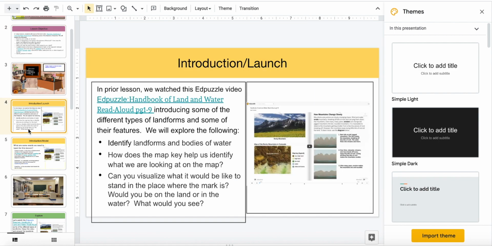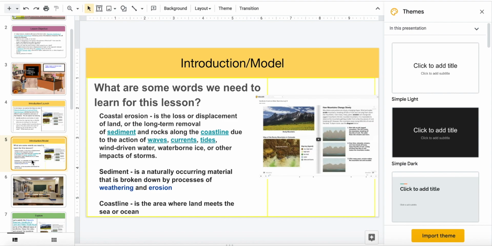In our last lesson, we watched a video on land and water and introduced some different types of landforms and their features. We identified landforms and the bodies of water. We learned how the map key helps us to identify what we're looking for on a map. And we learned how to visualize what it would be like to stand in the place where the mark was, and would we be on land or in water, and what will we see? Let's introduce some words we need to learn for this lesson.